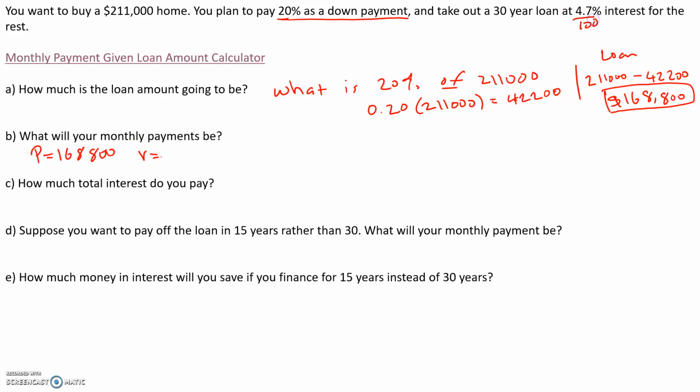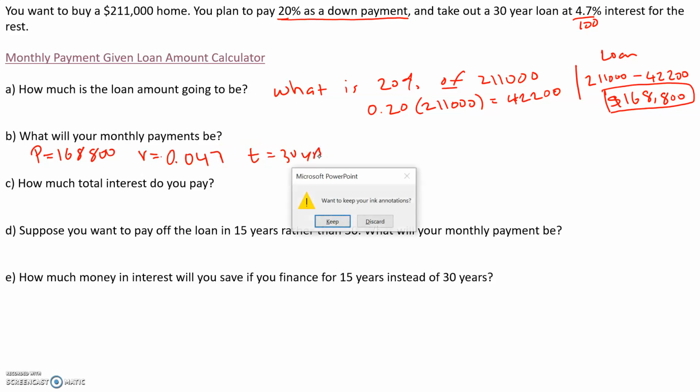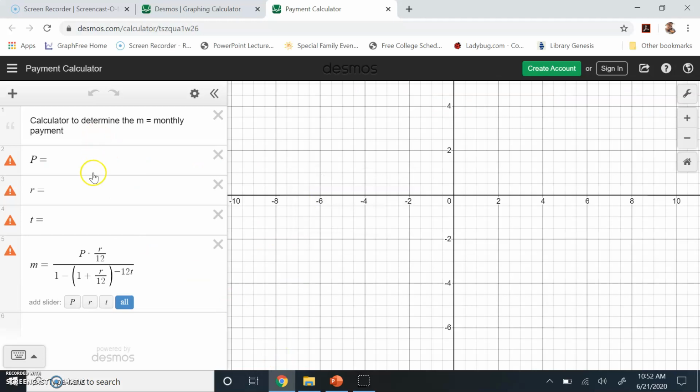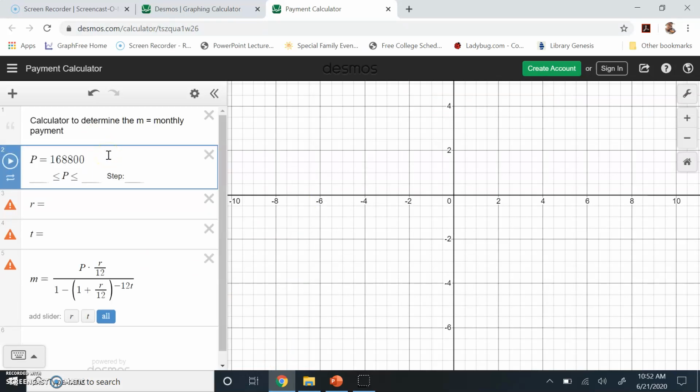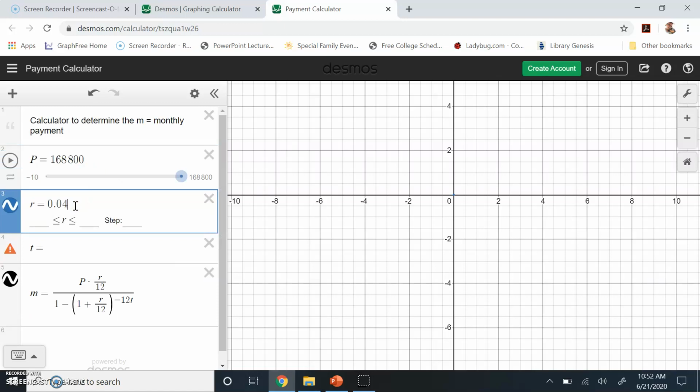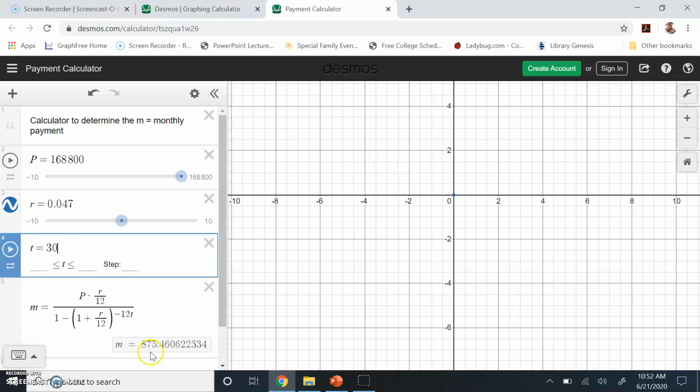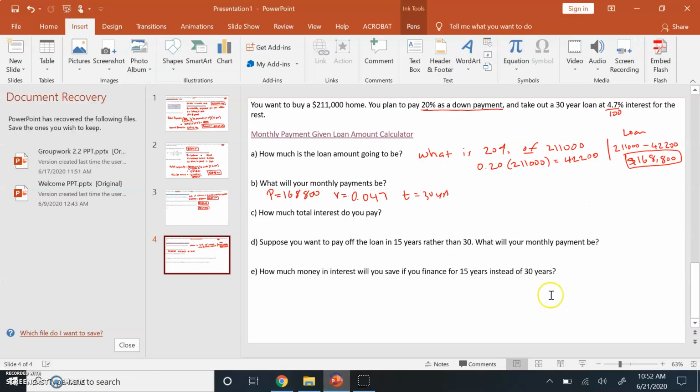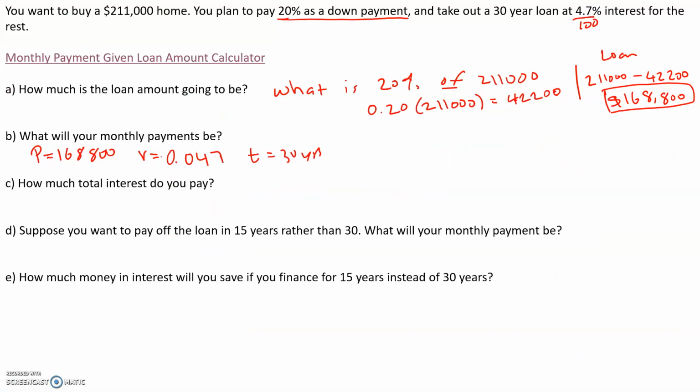If you divide that by 100 to convert that to a decimal, you're going to get 0.047. That's your interest rate in decimal form. And the time t is going to be 30 years. So let's plug in these variables. Our principal amount is 168,800, the interest rate is 0.047, and the time t is 30 years. So your monthly payment is going to be $875.46. The next part says, how much total interest do you pay?